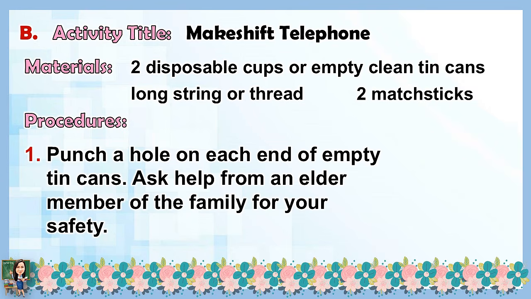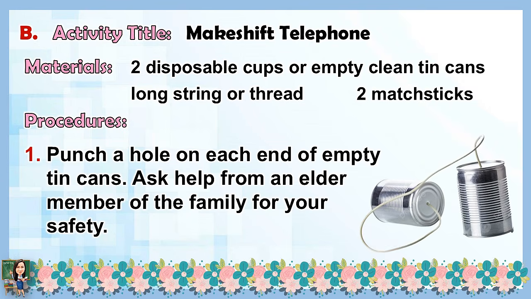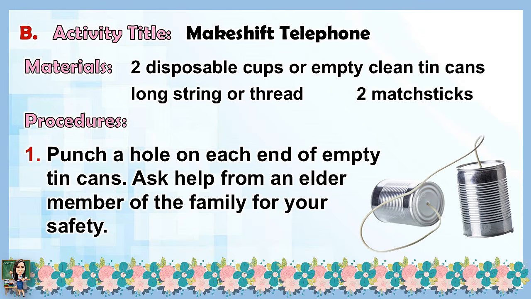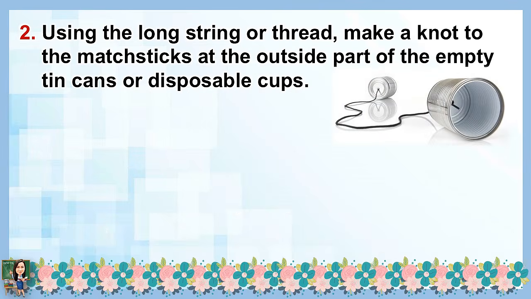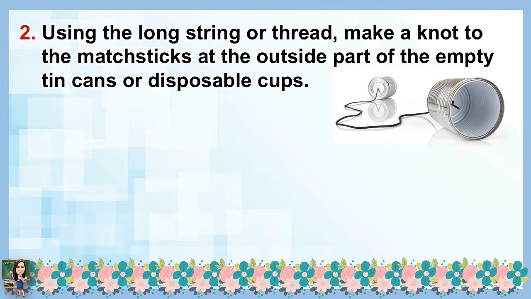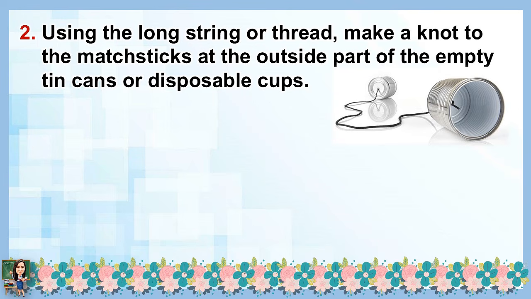First, punch a hole on each end of empty tin cans. Ask help from an elder member of the family for your safety. Look at the picture. Second, using the long string or thread, make a knot to the matchsticks at the outside part of the empty tin cans or disposable cups.